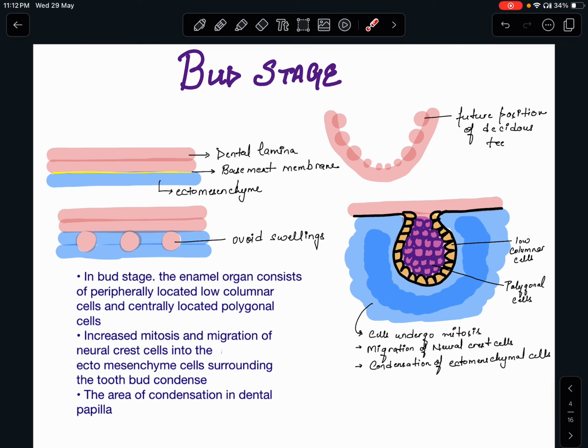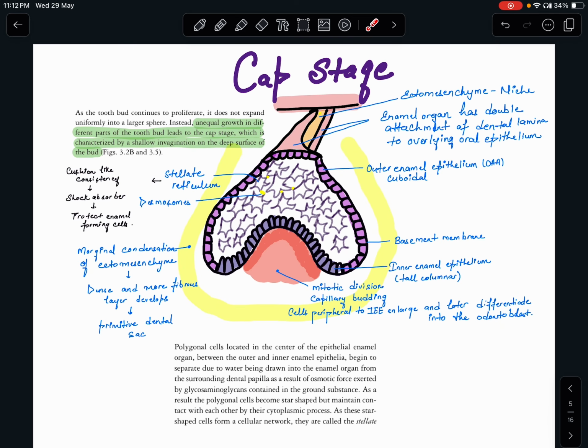Okay, moving on from the bud stage, the tooth enters the cap stage. What happens in the cap stage is that, imagine this was your bud. There is unequal growth of the bud. Okay, it will grow from these two sides and not from over here, which forms a shallow invagination due to the unequal growth. This is the shallow invagination which is formed in the cap stage. So this is the statement written, that unequal growth in different parts of the tooth bud leads to the cap stage, which is characterized by a shallow invagination in the deep surface of the bud.